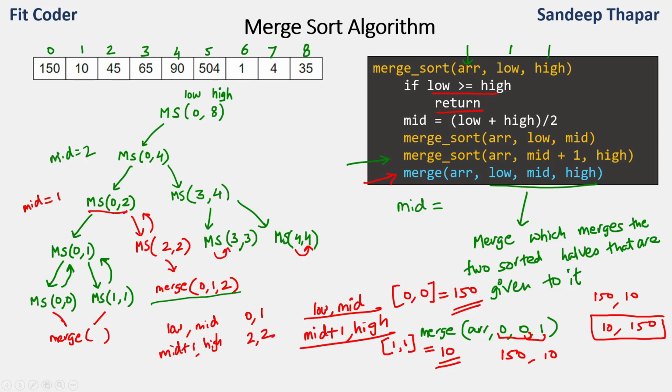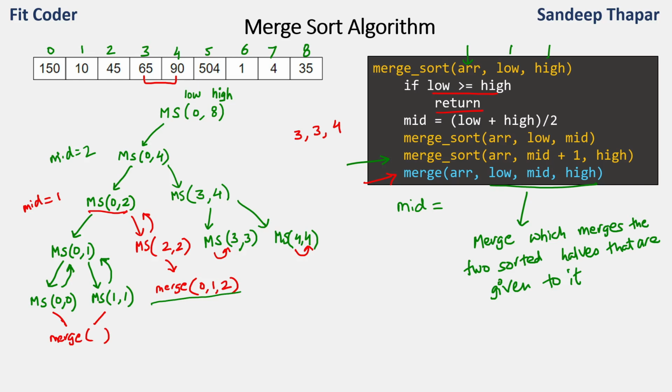And now the merge call will be done for low 3, mid 3 and high 4, which means this array from 65 to 90 will be sorted. At this point the state of the array is 10, 45, 150 and 65, 90. So this is the first half of the array. The first half contains three elements, which are sorted, and the second half contains 65 and 90, which are sorted.